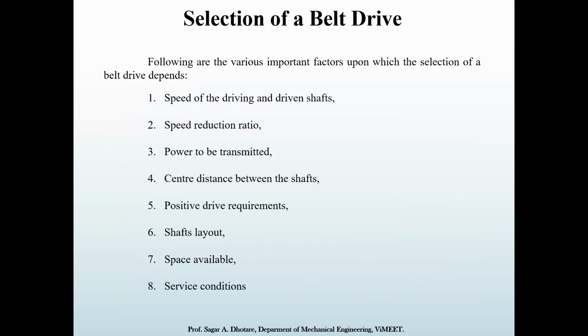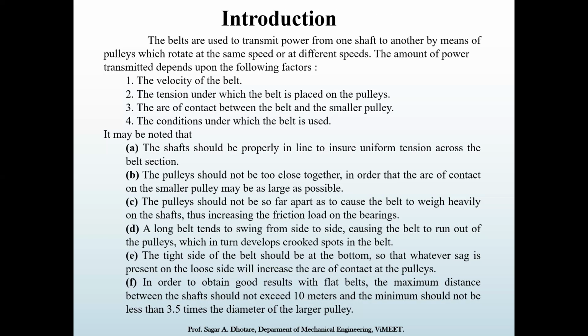Next one, the tight side of the belt should be at the bottom so that whatever slack is present on the loose side will increase the arc of contact at the pulley end. In order to obtain a good result with flat belts, the maximum distance between the shafts should be 10 meters and the minimum distance should be 3.5 meters, or 3.5 times the diameter of the larger pulley.